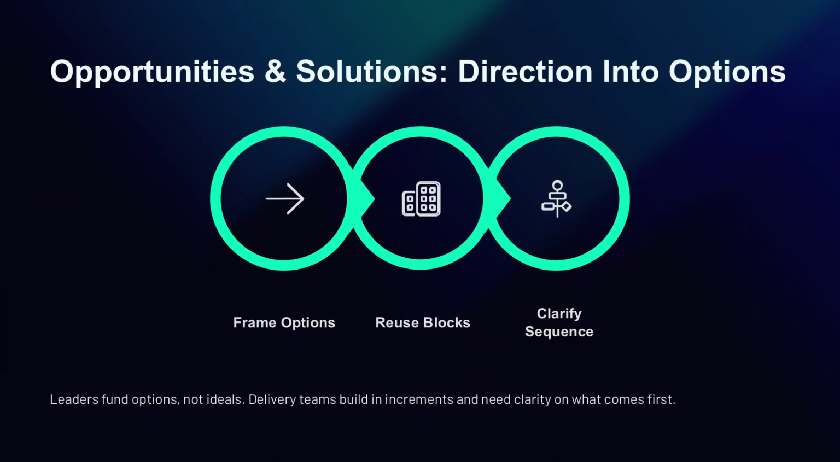With architecture direction defined, you now shift to the practical question. What are the solution paths that can deliver the target outcomes? This stage is not about creating one perfect answer. It is about framing realistic options and their implications.